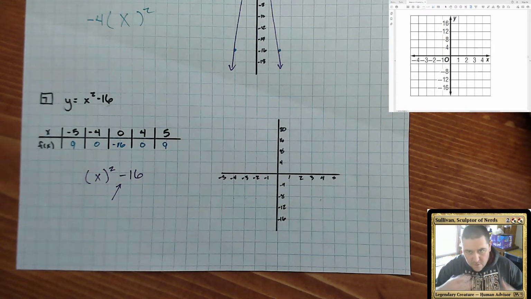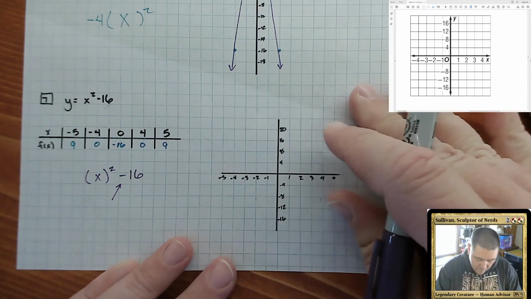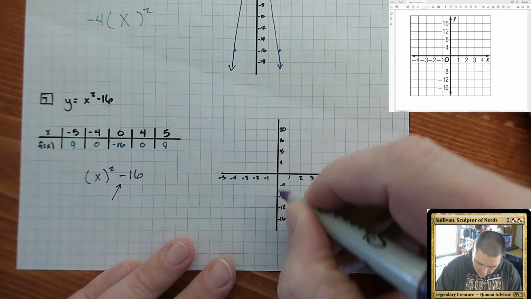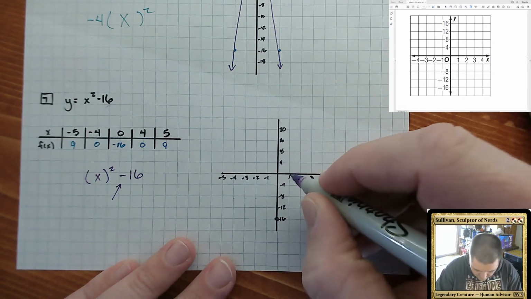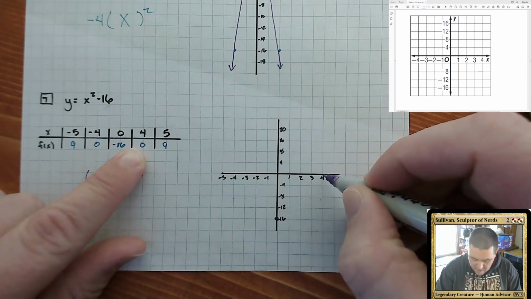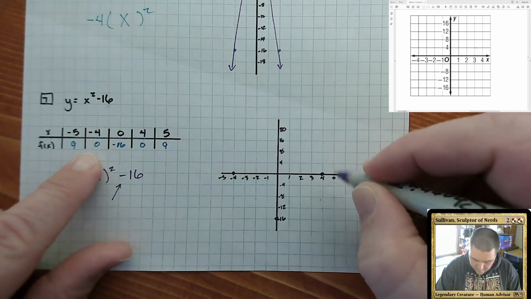Just be careful that you know the difference between negatives and minus on the calculator. Be careful with your scale going by 4s. We're going to be at 0, negative 16. So you're going to rage throw things at me. Going to be at 4, 0, negative 4, 0.